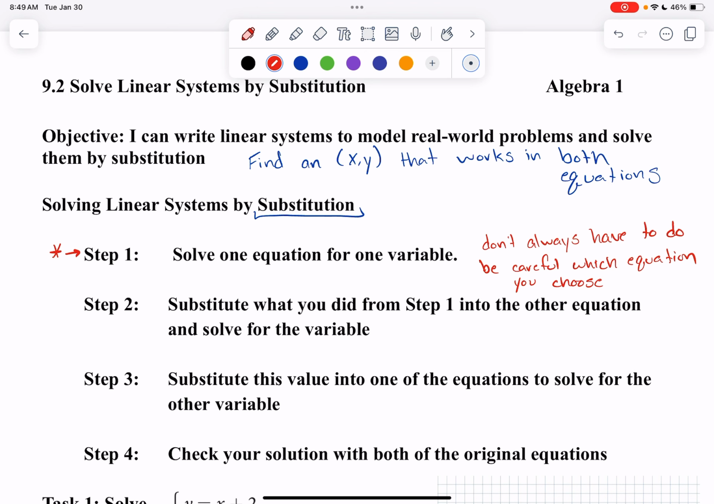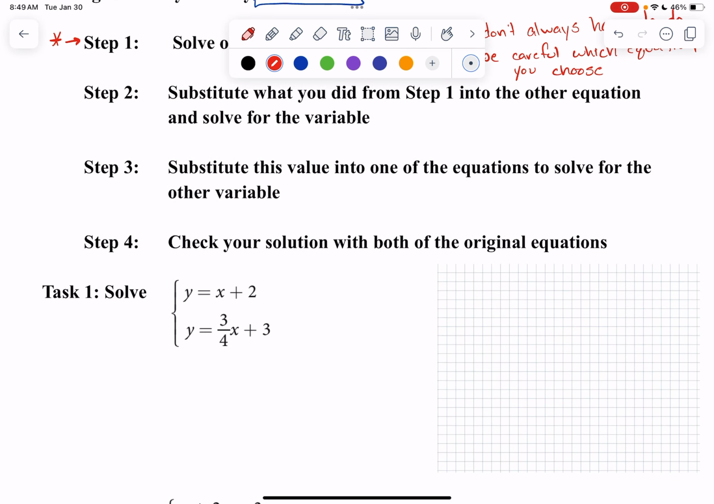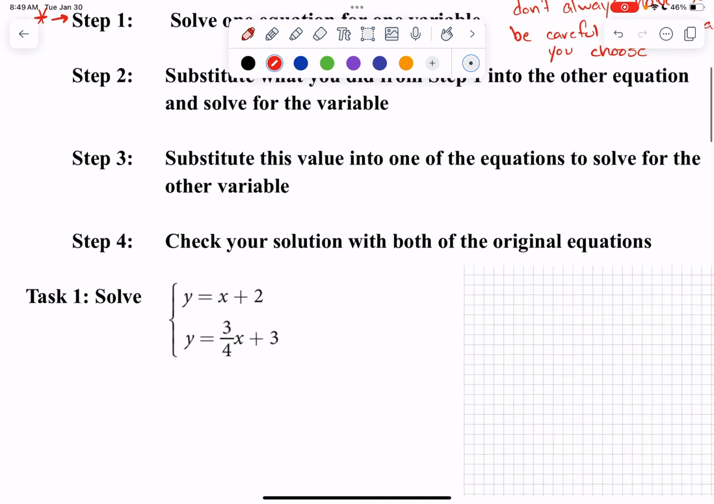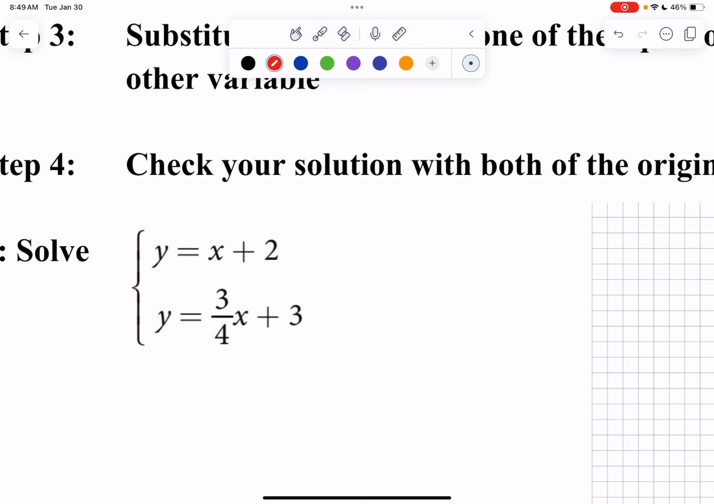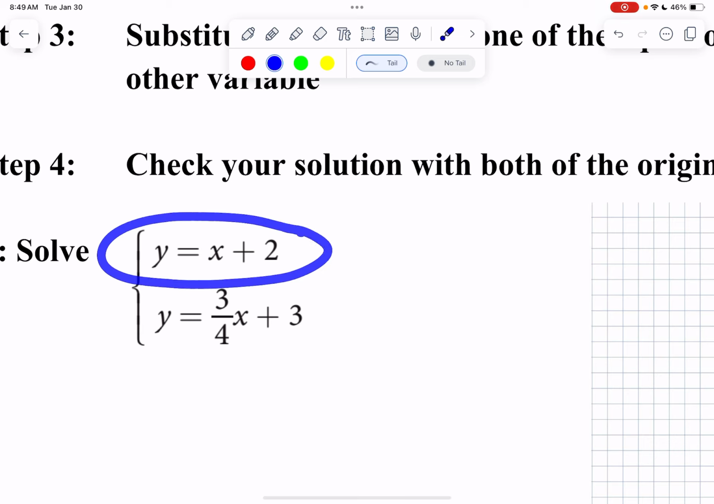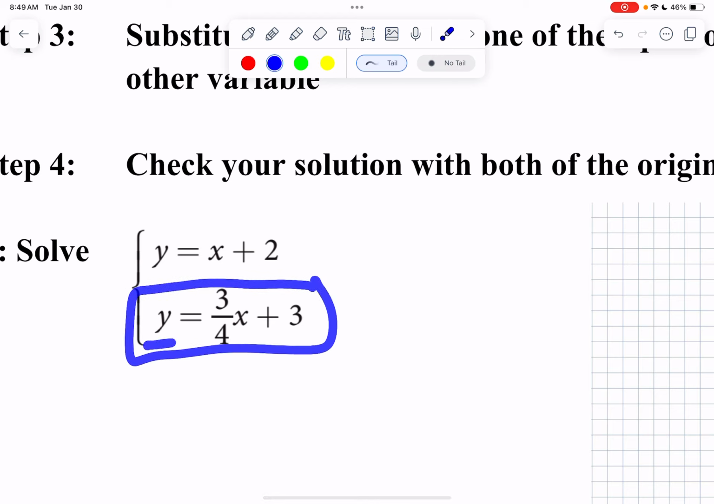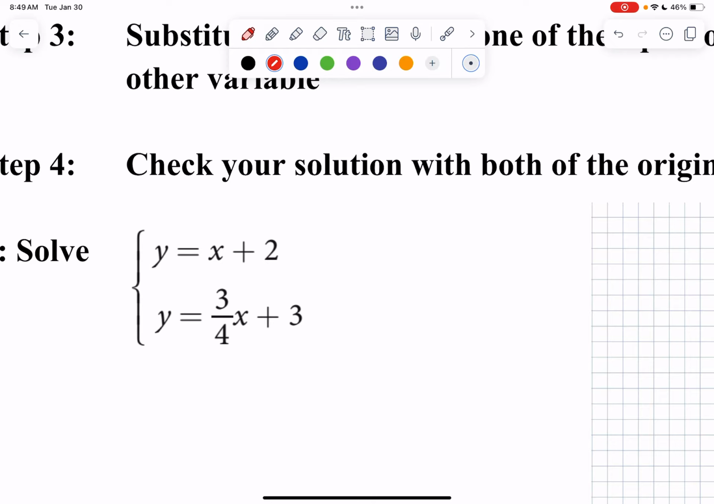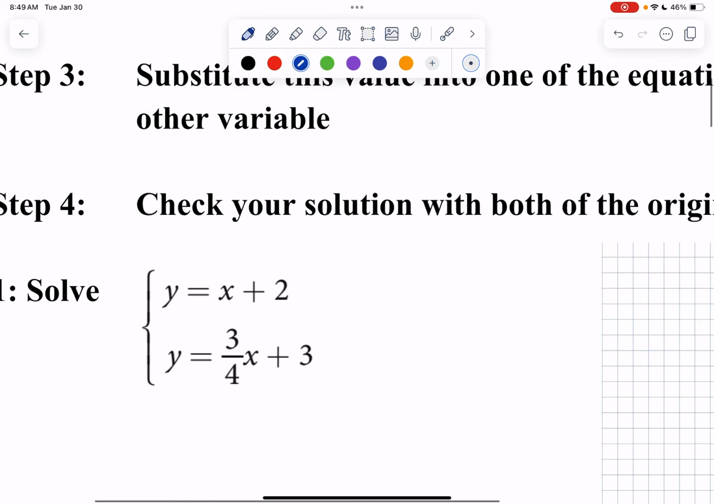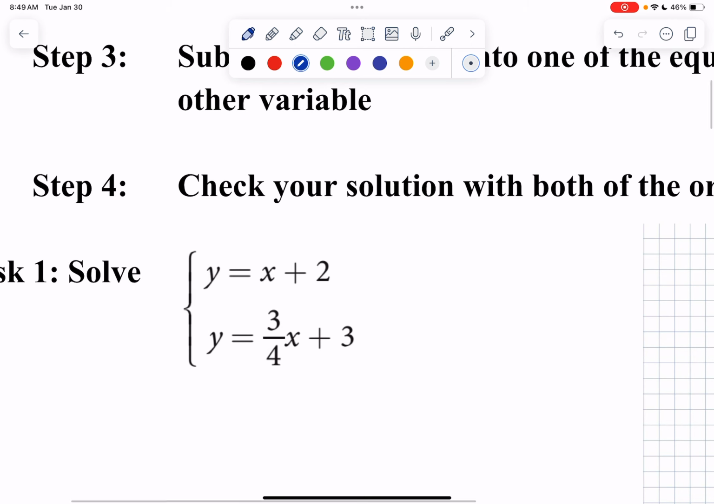Okay, so let's go ahead and look at this one we're solving here in task 1. So it says, again, solve one equation for one variable. Well, if we notice these equations, this very first equation is already solved for one variable, meaning I have one variable on one side all by itself and the rest over here. So I don't actually have to do this step for this problem because it's already solved. And actually both of them already are. And it's okay if both of them are. You just for sure need one equation solved for one of the variables. So for this one, step 1's already done.